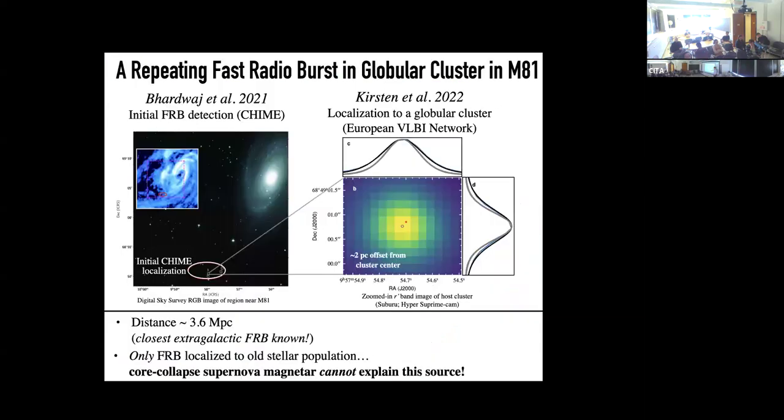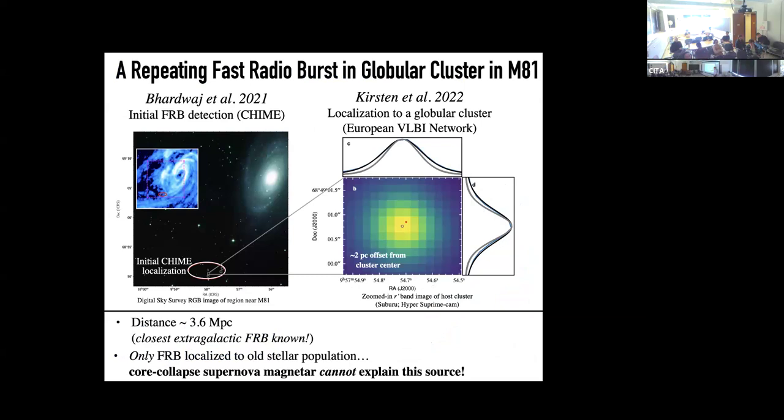And closely related to this was the detection of a repeating fast radio burst in another old globular cluster in M81, a nearby galaxy, about 3.5 megaparsecs away. So the origin of FRBs is very much uncertain. I'm not going to go into this at all.